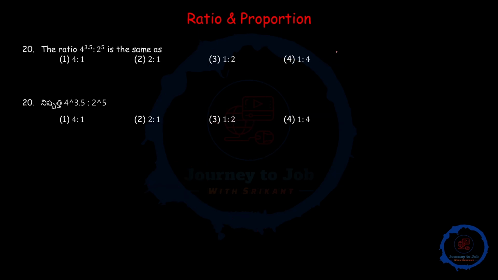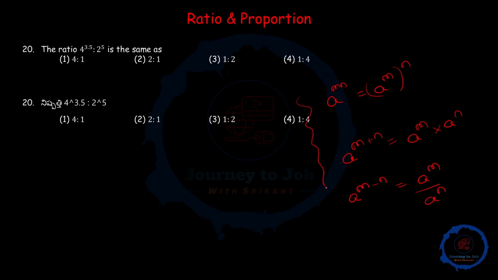Okay, next, the ratio 4 to the power 3.5 is to 2 to the power 5. See, here we need to know some formulas. A to the power mn is equal to A to the power m, whole to the power n. This will become A to the power mn. A to the power m plus n is equal to A to the power m into A to the power n. A to the power m minus n is equal to A to the power m by A to the power n. You have to know all these formulas.